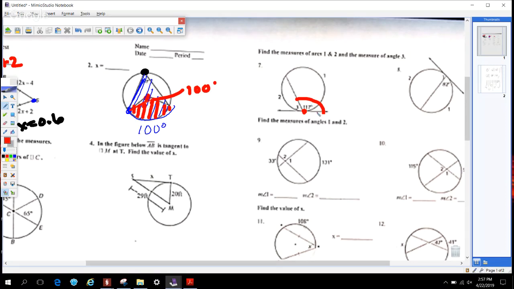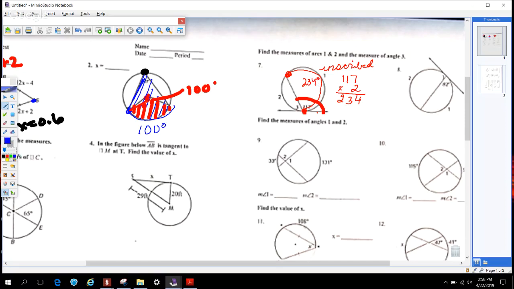So this arc is 117, or this angle is 117. The angle's vertex is located on the circle, so we know that this is inscribed. Anytime we have an inscribed angle, we're going to take the angle and multiply it by 2, because angle to arc, you multiply by 2. So we've got 117 times 2. That gives you 234. So that means from this point right here, curved all the way down, is 234 degrees.